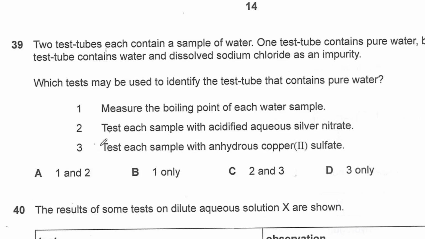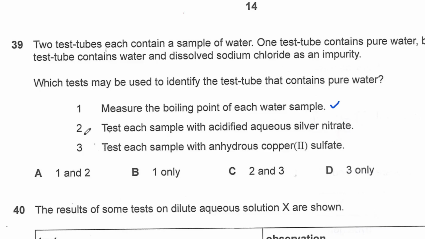Question 39. 2 test tubes each contain a sample of water. One test tube contains pure water, but the other test tube contains water and dissolved sodium chloride as an impurity. Which test may be used to identify the test tube that contains pure water? So in other words, how do we test for pure water? Okay. So one, we measure the boiling point of each water sample. That is correct, because by measuring their boiling point, we can know which one is pure water. Pure water should give us a boiling point of 100 degrees Celsius.